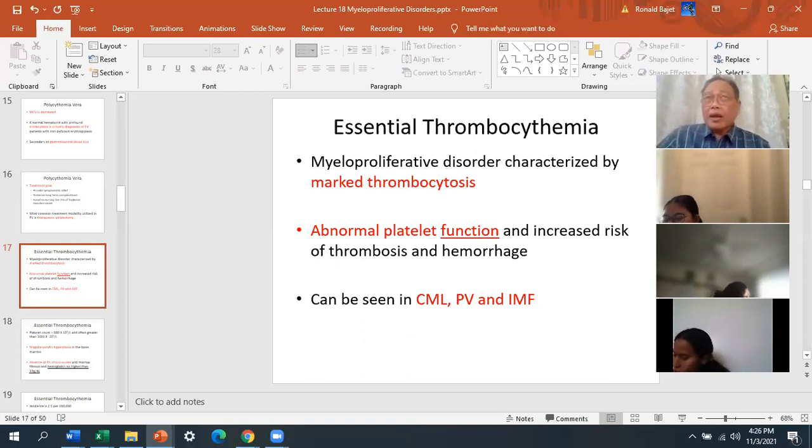When it takes you a long time to stop bleeding, that's a problem with your platelets. And when we get into coagulation, I'll be talking about the bleeding time tests. Also, even though you have overproduction, you would think that you have enough platelets to stop you from having coagulation disorders. Again, those platelets are abnormal and don't function the way they're supposed to. Okay, so essential thrombocythemia can be seen in CML, chronic myelogenous leukemia, polycythemia vera, and idiopathic myelofibrosis.